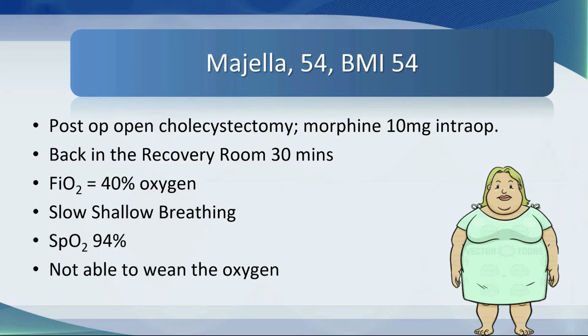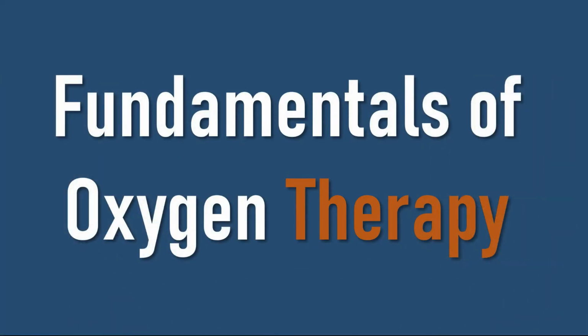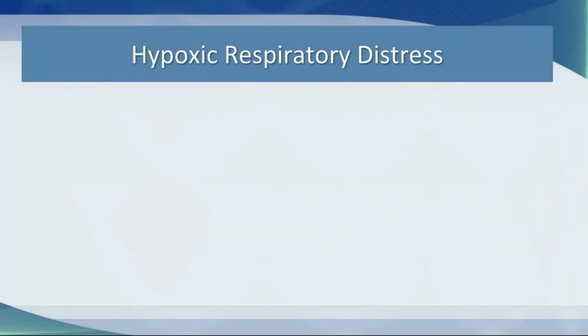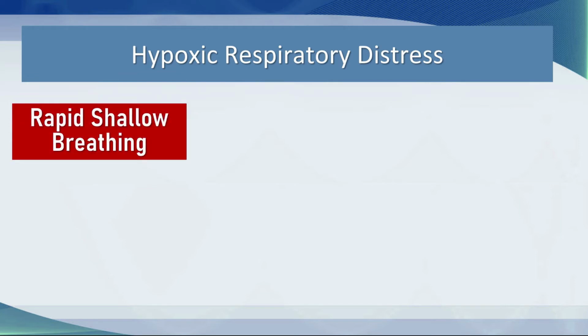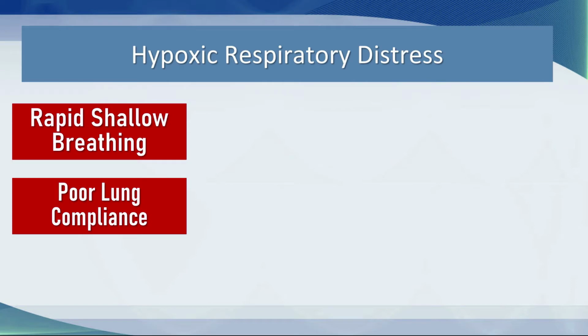So let's start this discussion looking at the fundamentals of oxygen therapy. When we talk about hypoxemia and respiratory distress, we are referring to one of three manifestations. The first is rapid shallow breathing, and that generally results from poor lung compliance. And by that I mean the lungs inflate with a certain force, and if the force that is required to inflate those lungs increases, the compliance of the lungs has reduced or the elastance has increased. On positive pressure ventilation, we measure this in mils per centimeter of water.